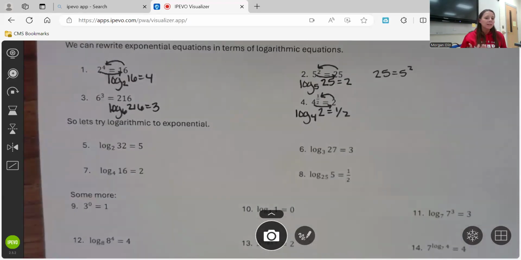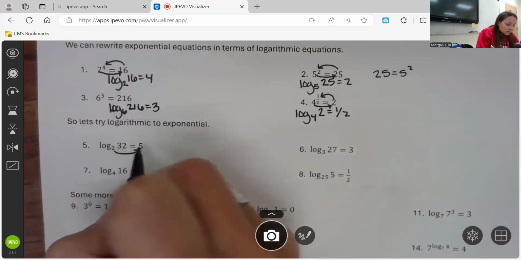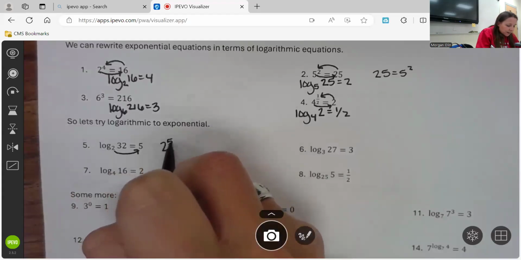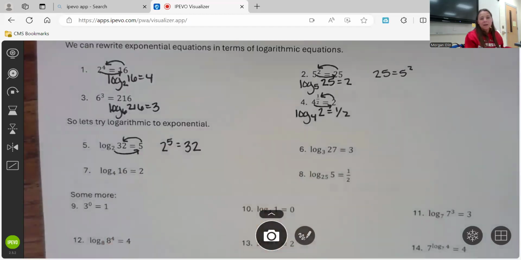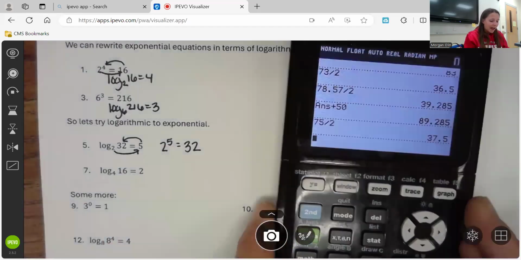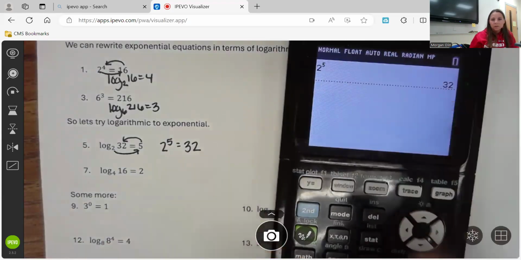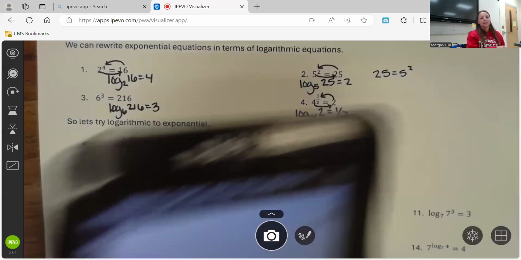Now, this one's going to make a little more sense. So here, remember, this is the exponent out here. So 2 to the 5th equals 32. And think about it. If I take my calculator and plug this in, 2 raised to the 5th, does it equal 32? Yes. And I'll show you how to put logs in your calculator in just a second as well.